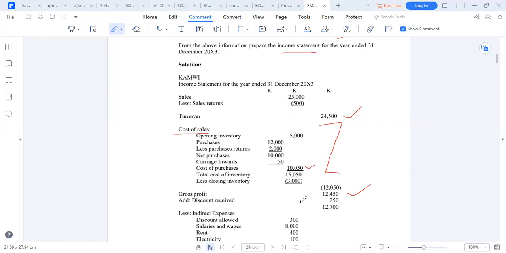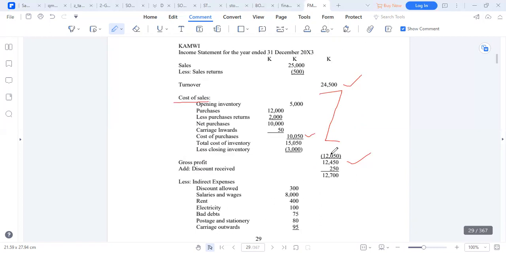So we add the discount received with the other income that we talked about. What other income did you talk about? Anyone who remembers? What other income do we have? Commission received, reduction in bad debts, discount received. We can add them all there. So this is our new gross profit.